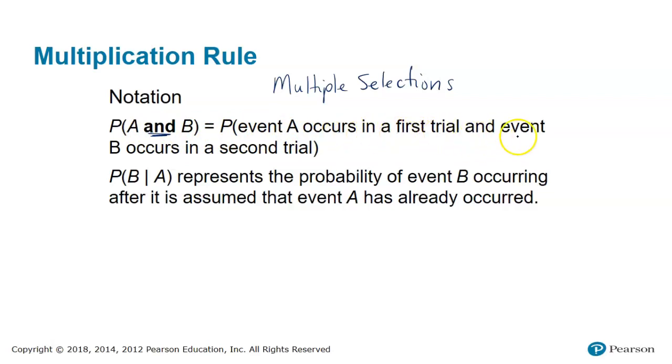So by definition, the probability of A and B is the probability that event A occurs in the first trial and then event B occurs in the second trial. So another notation here is the probability of B given A. This is called conditional probability. And this vertical line here is read as the word given. So it's the probability of B given that A has already occurred. Okay, so that's how we read that.